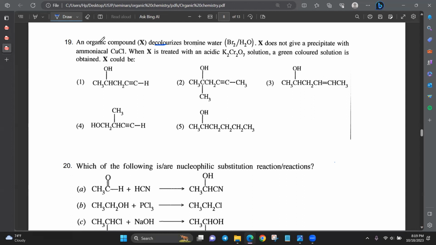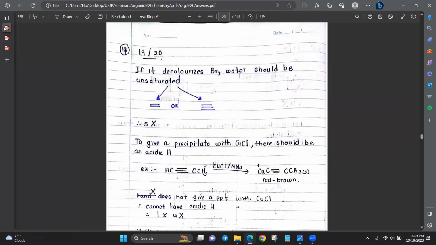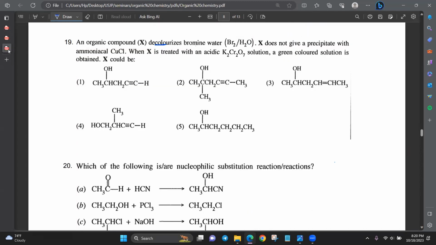An organic compound X decolorizes bromine water. Decolorizes bromine water means what? It should be unsaturated. Unsaturated means what? It should be having a double bond or a triple bond. From that, now all the compounds have a double bond or triple bond, but 5 does not have a double bond or triple bond, so it is saturated. See, we can eliminate one already.